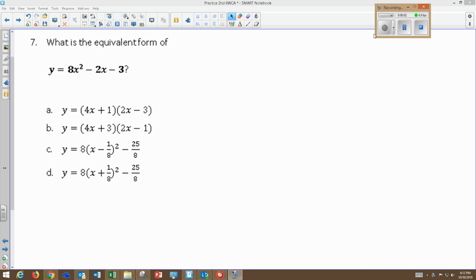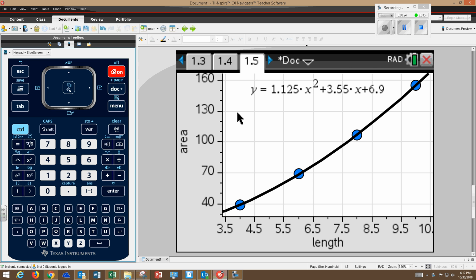Let's say we want to find the equivalent form of y equals x squared minus 2x minus 3. Well, what we're going to do right here is we can just graph it and match graphs. So I'm just going to use match graphs for this. Okay? So let's graph 8x squared minus 2x minus 3.